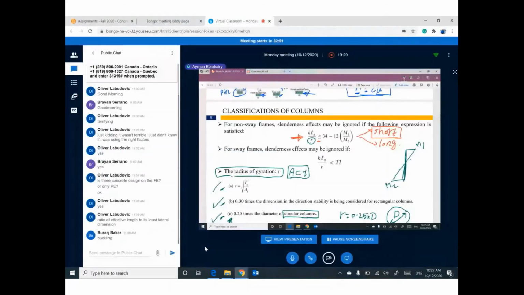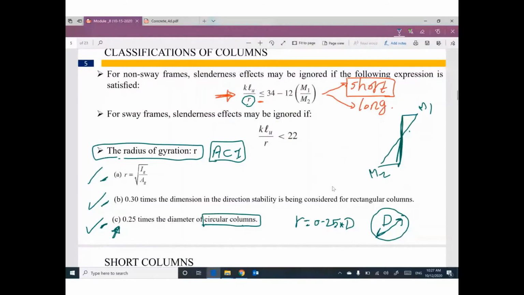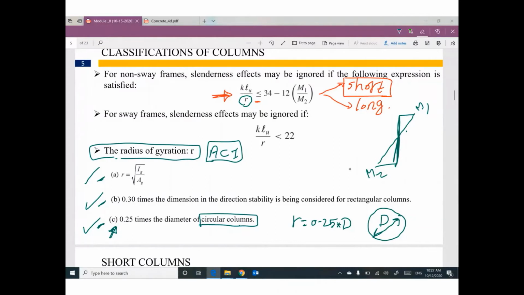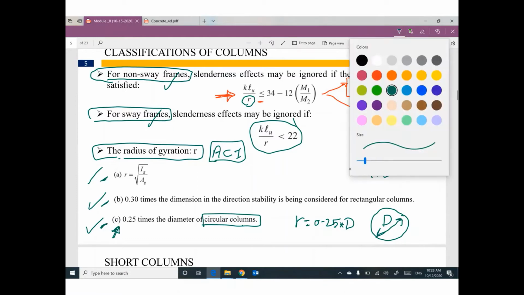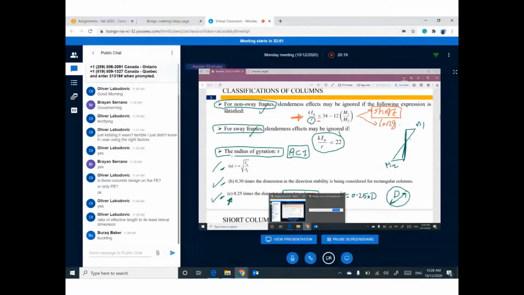One of you will ask me, but before you ask, I will ask you first. Okay, I understand this expression, KLu divided by r smaller than or equal to this number. What about this one? What's going on here? The slide told me this one is for non-sway frames, and this one is for sway frames. What do you mean by non-sway and sway? What is the difference between this one and this one? Do you know?